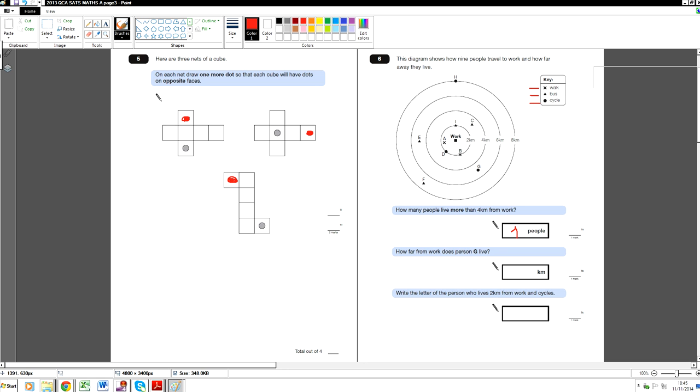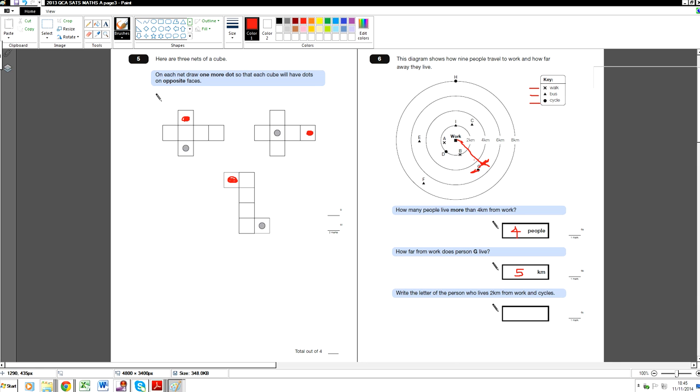You get that right, Anna? Yes. Okay, how far from work does person G live? So person G is over here. So that's going to be 2 kilometers, 4 kilometers, between 4 and 6, roughly halfway is going to be 5 kilometers roughly.